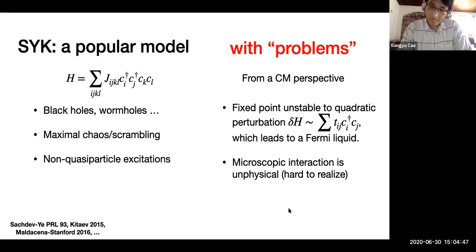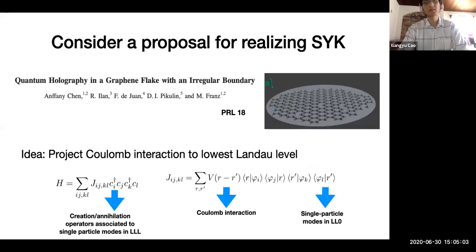Another point is that this model, this Hamiltonian with its quartic interaction, is very hard to realize. It is so hard to realize that it is almost unphysical. To explain what I mean by this, let us be more concrete and consider a recent proposal for realizing the SYK model in a lab. That was in an interesting paper by the group of Marcel Franz.